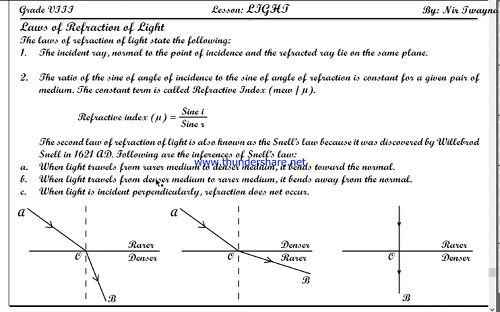And the inferences of Snell's law are: A, when light travels from a rarer medium to a denser medium, it bends toward the normal. B, when light travels from a denser medium to a rarer medium, it bends away from the normal. And C, when light is incident perpendicularly, refraction does not occur.